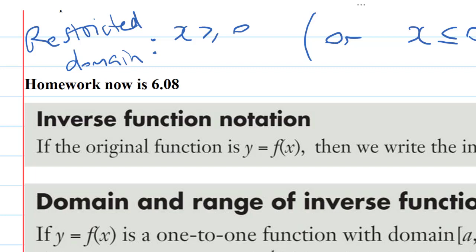So if it says find the domain and range of the inverse, find the domain and range of the original, and then swap the numbers. Yeah. It's really just about swapping x's and y's in every possible context. So the domain and range switch. Domain goes to range, range goes to domain, basically.